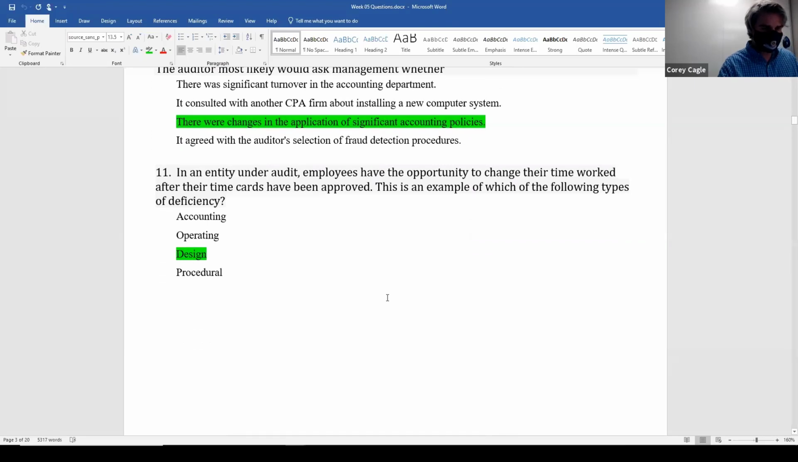A question about a deficiency. It says employees have the opportunity to change their time worked after their time cards have been approved. What kind of deficiency is this? That's a problem with the way the control is designed, right? We designed it wrong. It's operating just like it was designed. Yes, it gives quite enough information in there, really. It does say they have the opportunity to do that. So yes, that leads us to believe it was designed that way.